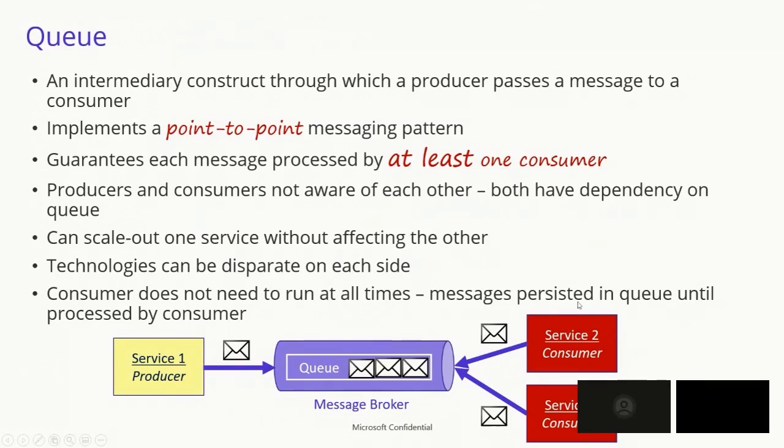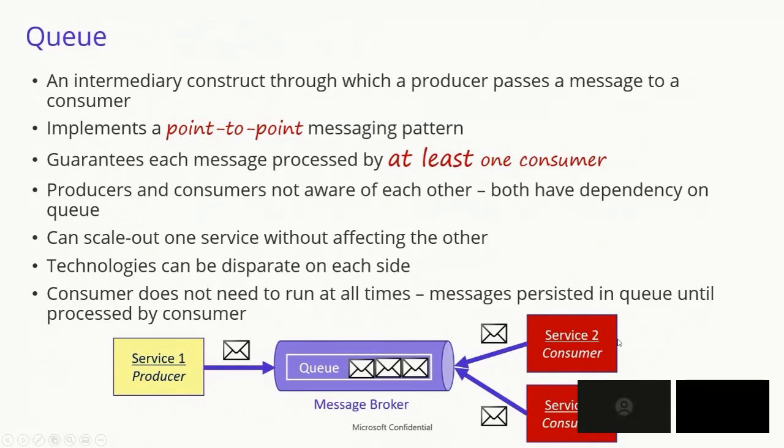Again, we can scale out one side without scaling the other. We could have maybe .NET Core on this side and Java on that side. We can do that, again, because we're both dependent on the queue. And even the consumer doesn't need to run all the time. The consumer can run sometimes and process messages when it needs to.